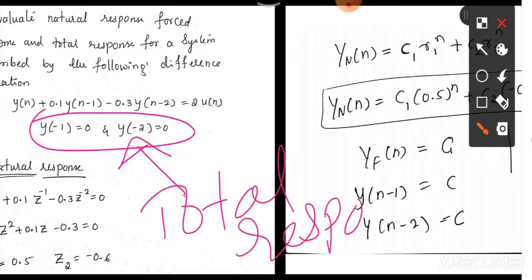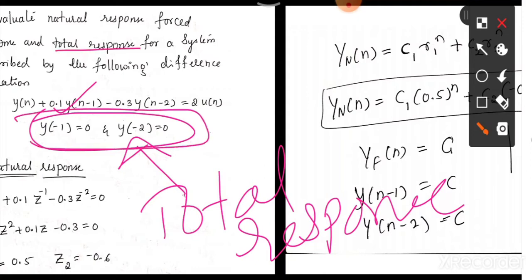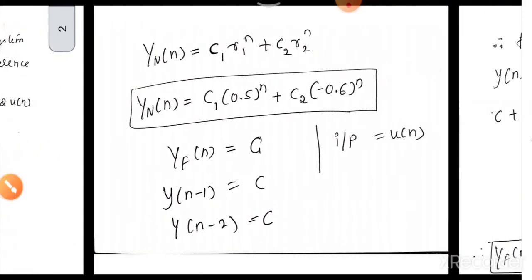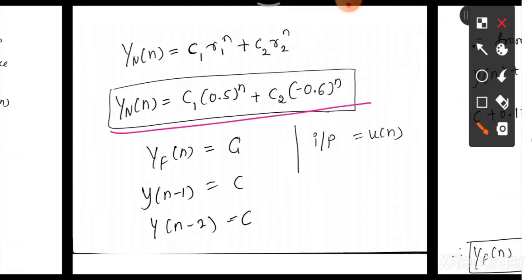Okay, this is a slight change. When you are finding the natural response directly, we would have substituted these values, but now this will be when they have asked us for the total response. These initial conditions are for the total response, not for the individual ones. So keep the natural response aside, and the next thing is to calculate the forced response.